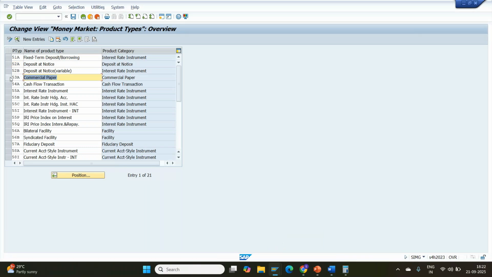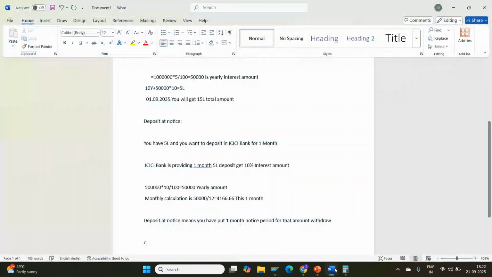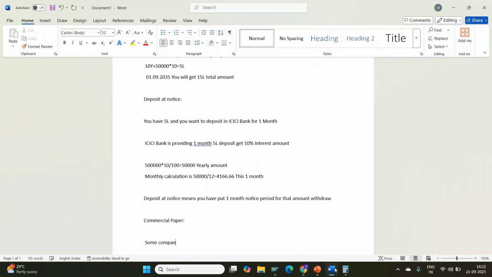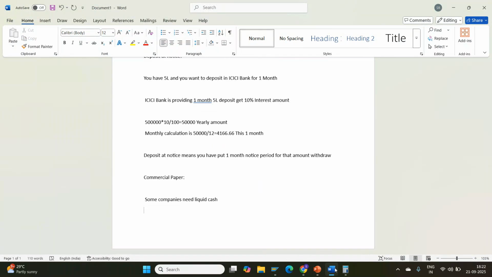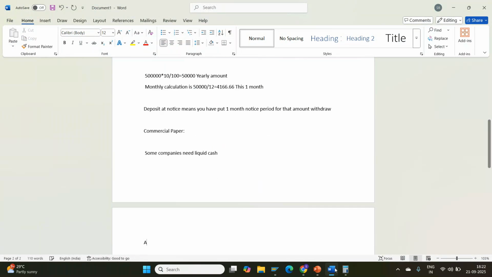If you look at the third one, commercial paper. Here you can see some companies need liquid cash. Why? Because sometimes banks will take time to withdraw that money, or banks might take time for loan sanction. Here, what happened? For liquidity cash, ABC company needs 1 CR.